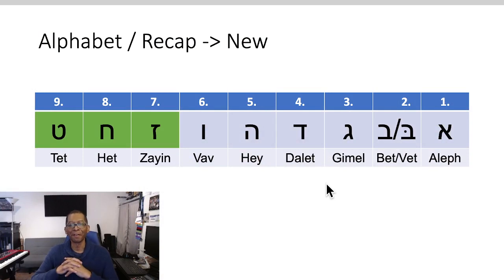Okay, so far we've learned 6 letters from the Hebrew alphabet, and today we're going to learn 3 more letters. We're going to learn Zayin, Chet, and Tet. But let's go through and review the letters we've learned thus far. So we have Aleph, Bet, Gimel, Dalet, He, and Vav. And the new letters are Zayin, Chet, and Tet.